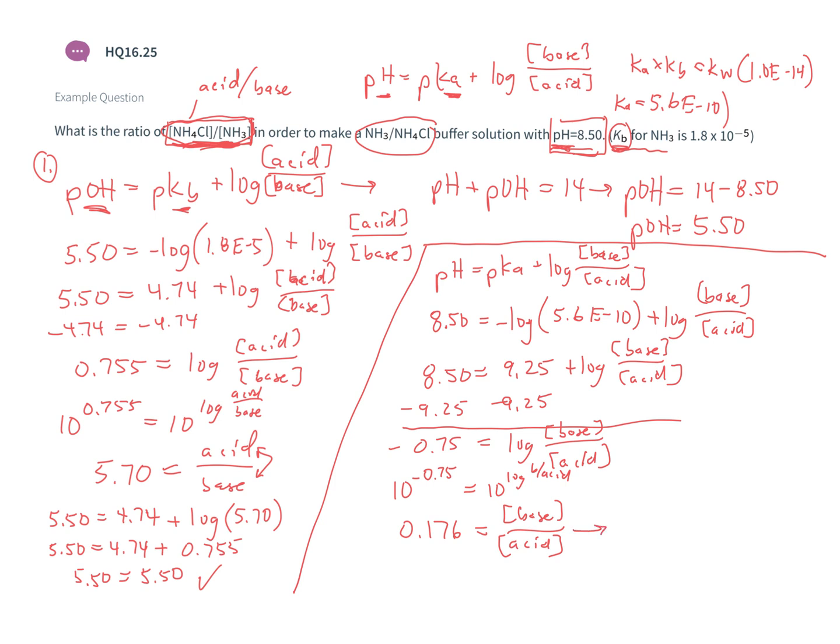So if this question wasn't tricky enough, we've got one more step. I need to take the inverse of that, so 1 divided by 0.176, and I get that the ratio of acid to base equals 5.7. So in both cases we got the same answer, 5.7, and it should be to 1 decimal place, 2 significant figures total in this calculation.